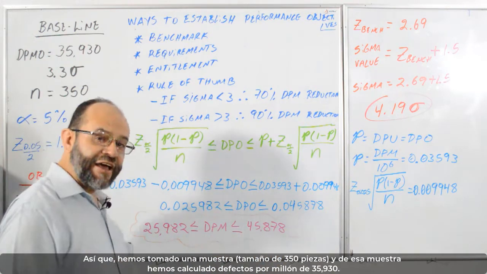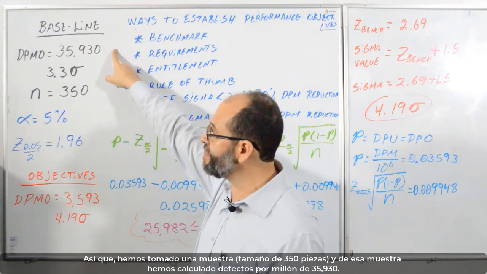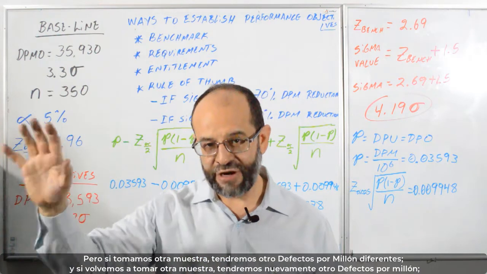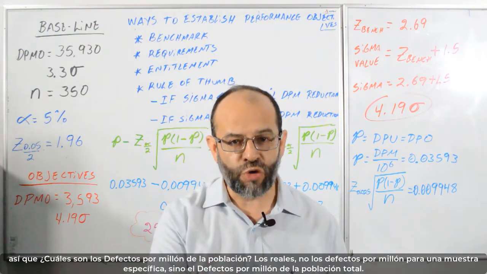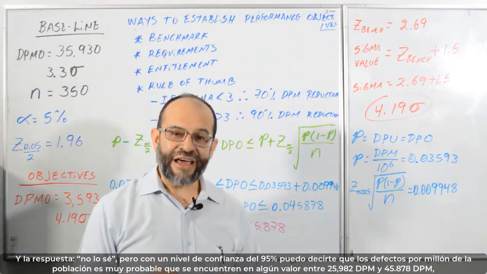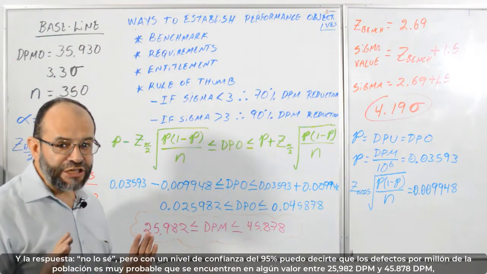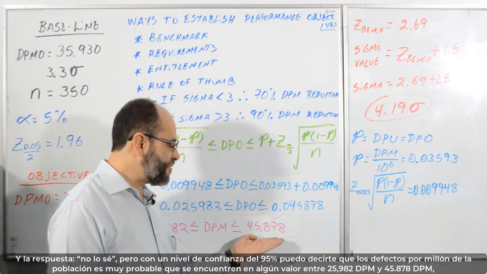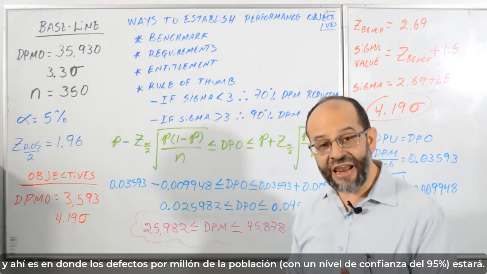So we have taken a sample size of 350, and from that sample we have calculated defects per million of 35,930. But if we take another sample, we are going to get another defects per million, and if we take another sample, we will get another one. So what is the defects per million of the population, the actual defects per million? Not the defects per million for one specific sample, but for the entire population. And the answer is, I don't know. But with 95% confidence level, I can tell you that the defects per million of the population will very likely be somewhere between 25,982 and 45,878 defects per million.